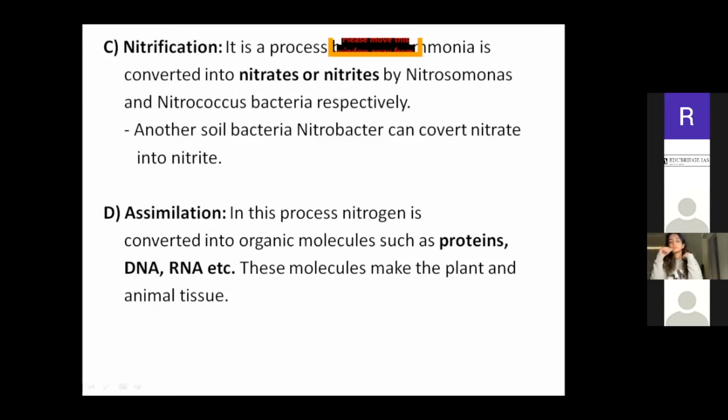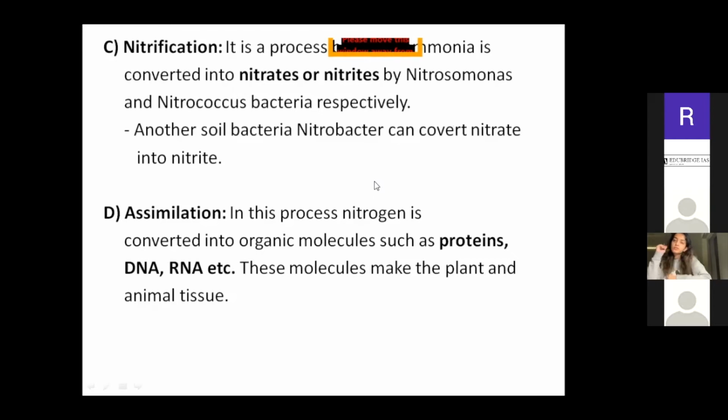Is nitrification necessary for every plant, or can it be skipped for some? It can be skipped for some. There are certain plants which can directly use ammonia, and they don't need nitrogen in the form of nitrates or nitrites. Fine. So it is not necessary that nitrogen should be available as nitrates or nitrites only. Fine. So these are the processes through which nitrogen is made available.